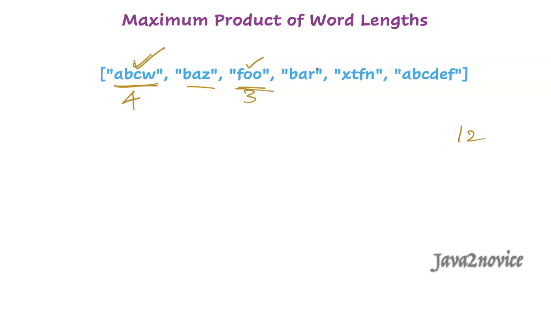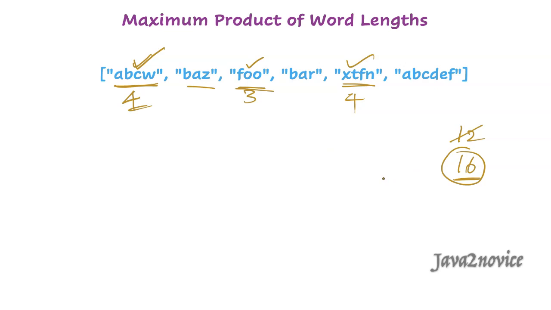Similarly, we will consider these two words. Both words do not have any common letters between them. Its length is 4, this word's length is also 4, the product is 16. 16 is bigger than 12, so as of now 16 is the maximum product. Similarly, we will do the length product on all possible string pairs in this array and find the maximum product. Actually, 16 is the maximum possible product in the given input array. So simply return this back.